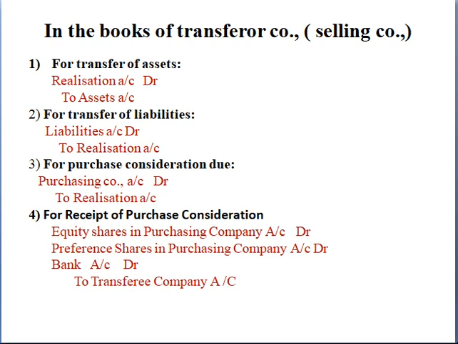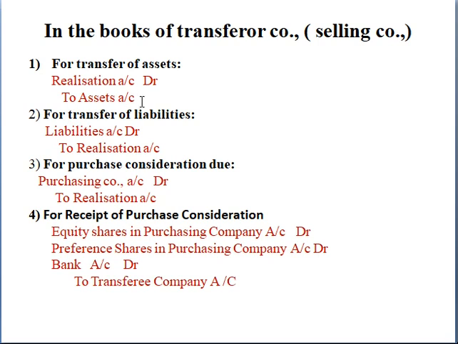First we'll prepare in the books of the transferor company. The transferor company is called the selling company, right? First one, for transfer of assets. See here, the selling company is winding up. When the business gets wound up, even the assets and liabilities will be closed, right? Always assets show a debit balance. When the assets are closed, just give the opposite entry, enter in the credit. So here the entry is realization account debit to assets account.